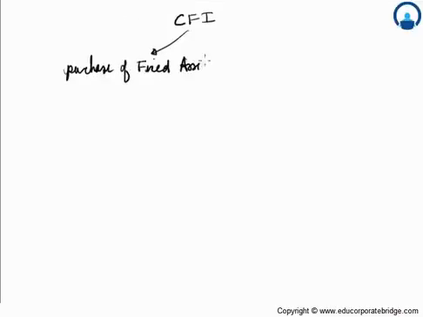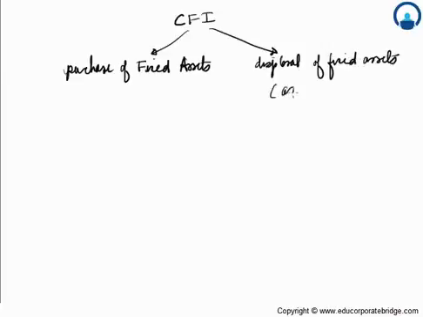Let us now discuss cash flow from investments in a bit more detail. Cash flow from investments, two things would be very important. One would be purchase of fixed assets, and second would be disposal of fixed assets. Now, disposal of fixed assets would mean there would be a cash inflow. However, when we talk about purchase of fixed assets, obviously it would be a cash outflow. Now, let us discuss both of these situations one by one.